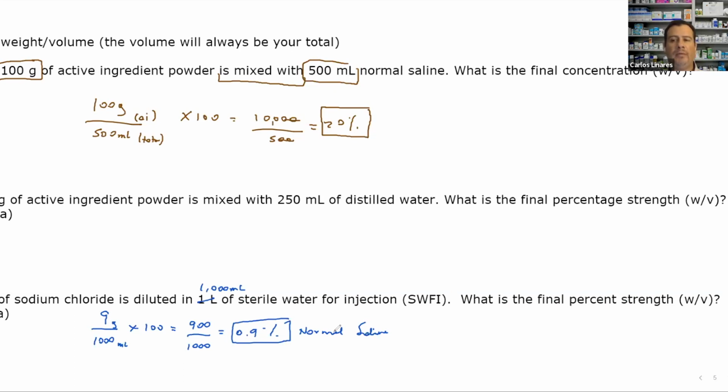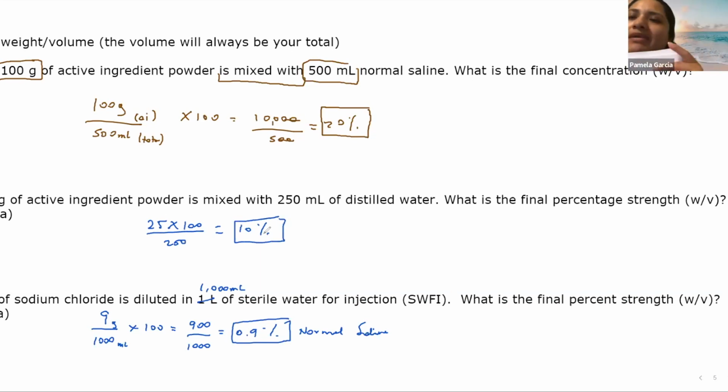What about Anna? All right, so I multiplied 100 times 25, and I divided it by 250, and I got 10% as the result. 10%? Okay, that's it.